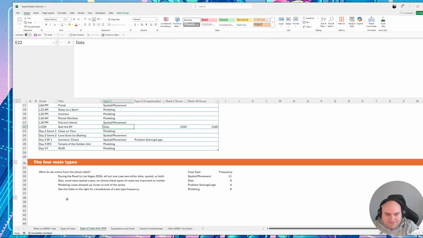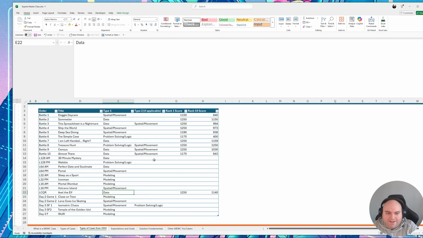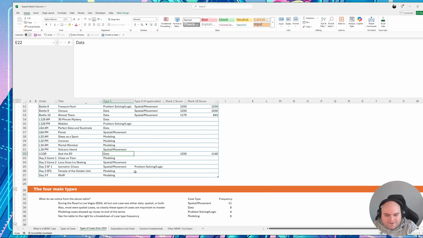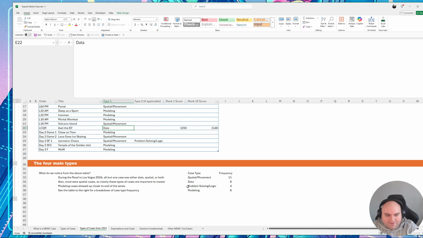So let's just look at some brief summary stats. And again, these are all my opinions. Everyone's welcome to maybe see them a little bit differently, but just in my opinion, these are where the categories fall under. So from last year's season, I think all but one case was data, spatial, or both. And while most were spatial cases, that really demonstrates that these types of cases are very important to master, especially if spatial or map related cases are your weak suit, like myself.